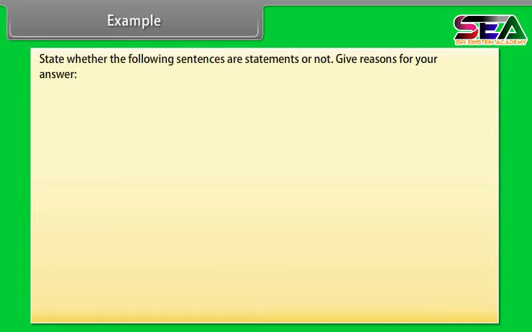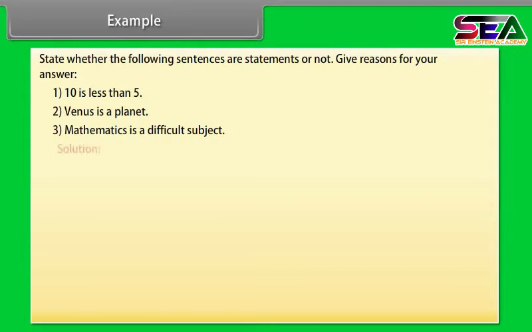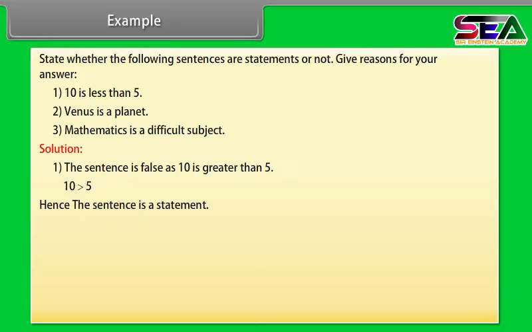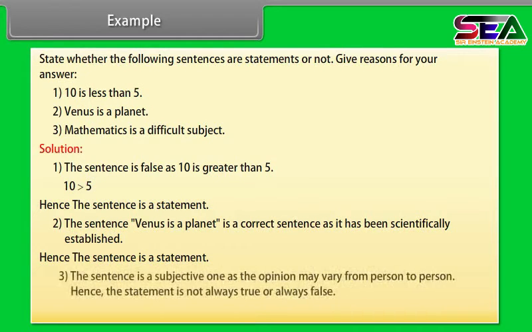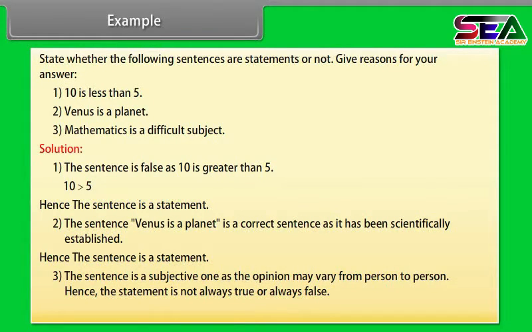Example: state whether the following sentences are statements or not. Give reasons for your answer. 10 is less than 5. Venus is a planet. Mathematics is a difficult subject. Solution: the sentence is false as 10 is greater than 5. Hence, the sentence is a statement. The sentence, Venus is a planet, is a correct sentence as it has been scientifically established. Hence, the sentence is a statement. The sentence is a subjective one as the opinion may vary from person to person. Hence, the statement is not always true or always false. Hence, the sentence is not a statement.